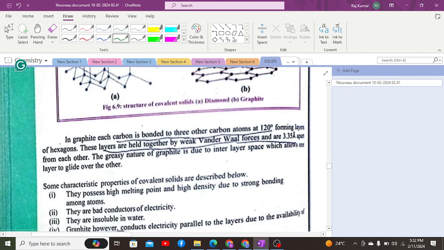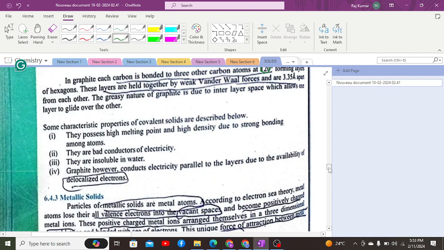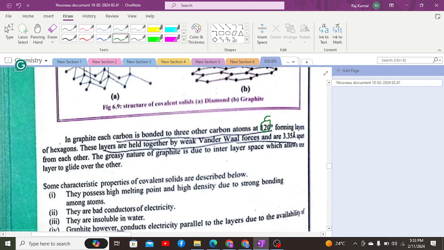And apart from that, each carbon in graphite is bonded to three other carbon atoms at a 120-degree angle, because it exhibits a hexagonal shape, forming layers of hexagons. These layers are held together by weak van der Waals forces and are 3.35 angstrom apart from each other. The greasy nature of graphite is due to the interlayer space, which allows one layer to glide over the other.